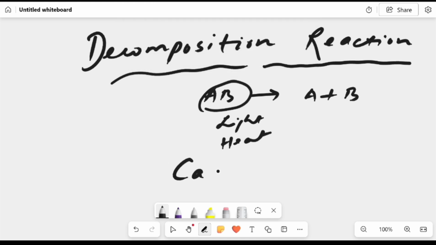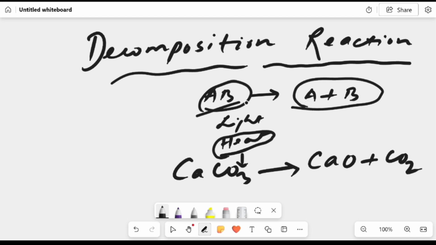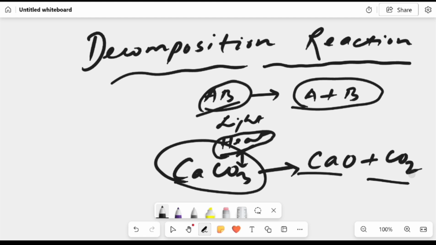For example, let's take the example of CaCO3. It is broken using heat and it breaks into CaO plus CO2. So decomposition reaction here: AB is broken into A plus B using high energy, light, heat, electricity, etc. Here we have the example CaCO3 is broken using the heat energy into CaO and CO2. Let's move forward.